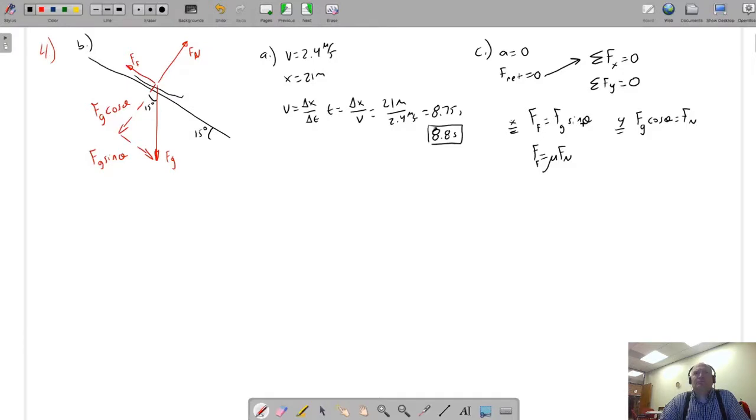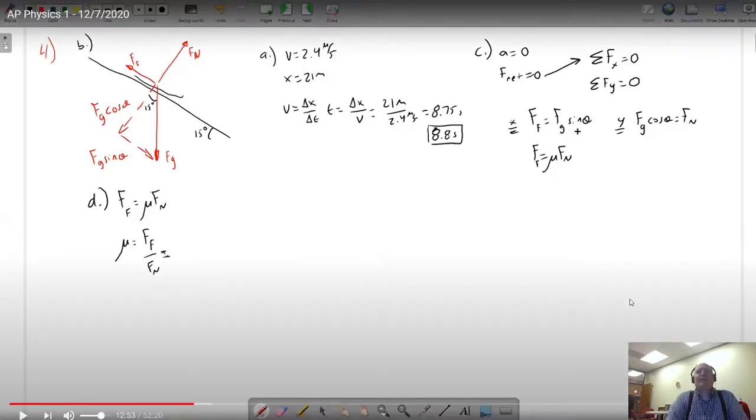Where the coefficient of friction plays in is the only formula at all that has coefficient of friction: this idea that friction force is equal to coefficient of friction times the normal force. So every time you need to calculate a coefficient of friction, it's always the ratio of the friction force to the normal force. And the friction force is the same as this F sub g sine theta. So the way he's couched this, I love it.